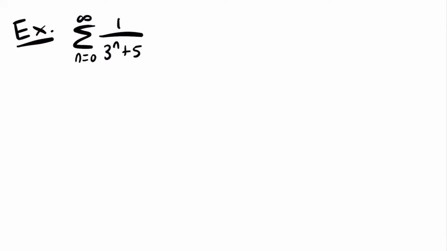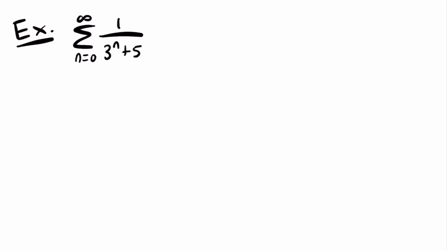For this series, we have the sum from n equals 0 to infinity of 1 divided by 3 to the power of n plus 5. Now, the first thing you always do when you have a series that you want to determine the convergence of is, of course, use the divergence test. All right, so you would take the limit as n approaches infinity of 1 divided by 3 to the power of n plus 5, and if that wasn't equal to 0, you would know that the series diverges.